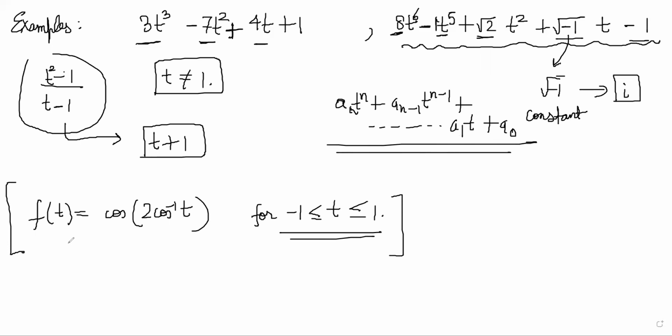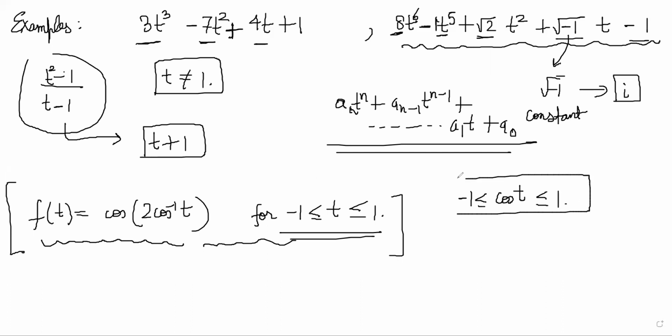However, actually, this is a polynomial because our definition said that the thing should be written in this form in its domain. So first of all, we have to check whether this function is defined or not. Anybody who has done a little bit of trigonometry will be able to follow this. We know that cos t has values between minus 1 to 1. Therefore, the output of a cos is minus 1 to 1.